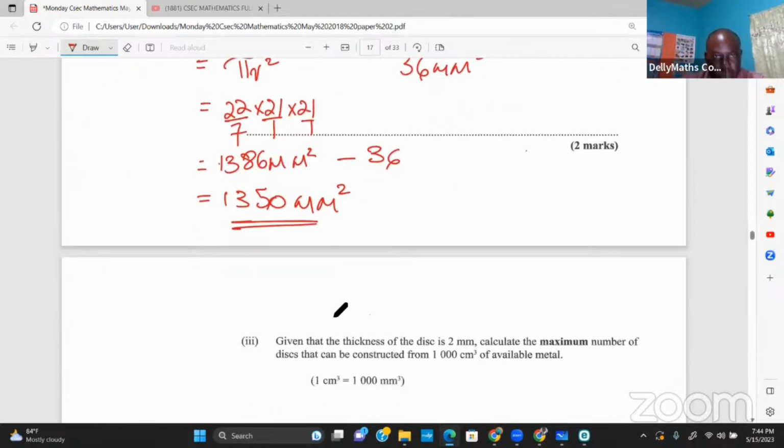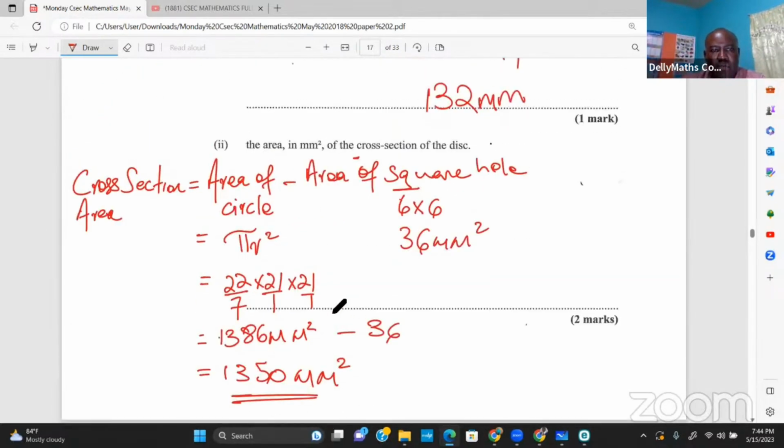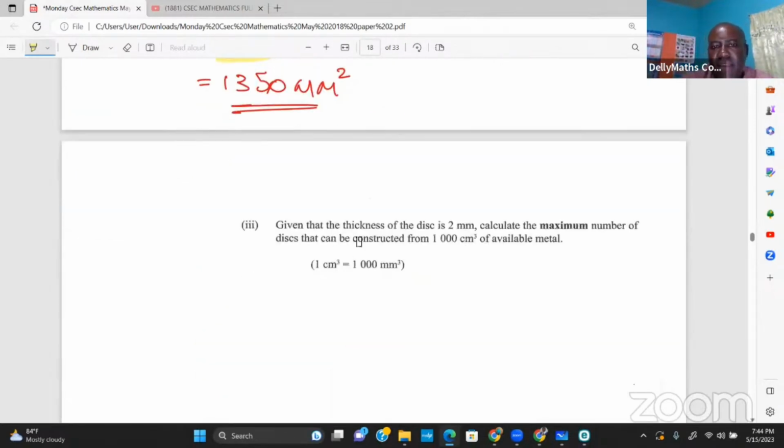All right? So to focus: we find the area of the circle, which is this. Find the area of the square hole, which is this. Then you subtract them, and we're looking at the area of the cross section. So you find them, you put it together. All right, let's go. What does the next question want? It says, given that the thickness of the disk is 2 millimeters. In other words, I have a disk with a little square hole in it, and it is this thick.